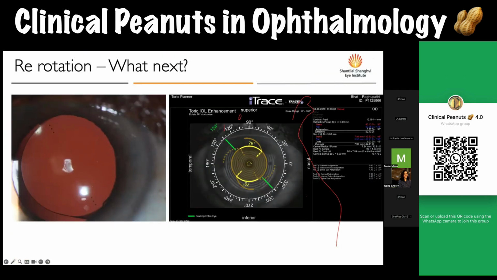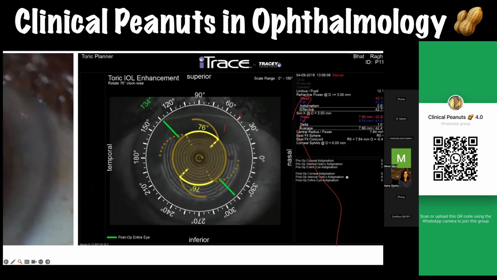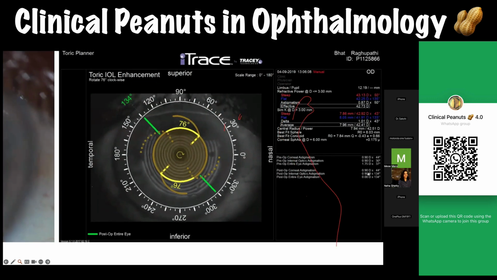So if there is a re-rotation, say this IOL here, where the patient is coming back with a small amount of cylinder, then you may need to re-rotate the IOL again. One option is to use the EyeTrace, which has this toric IOL enhancement software, which tells you that if your IOL is currently at this position and you rotate it by X amount, you're likely to have a minimum amount of residual astigmatism in the eye.